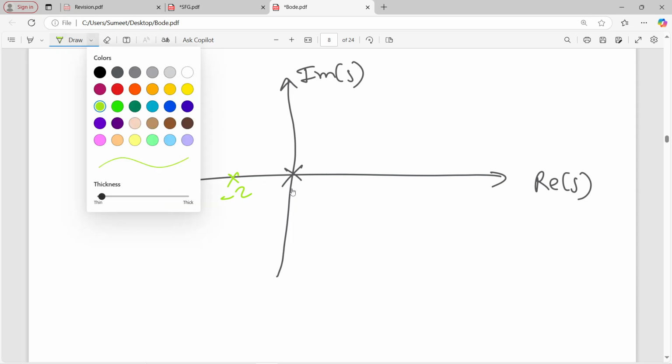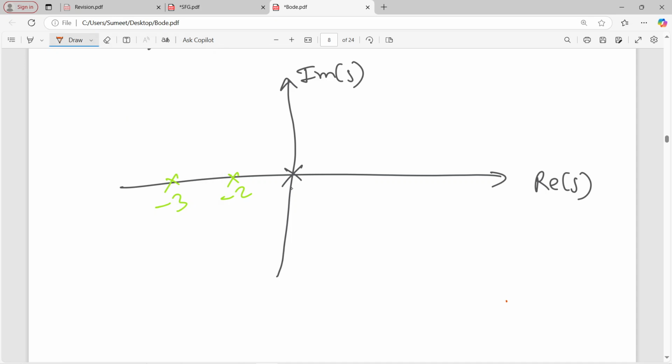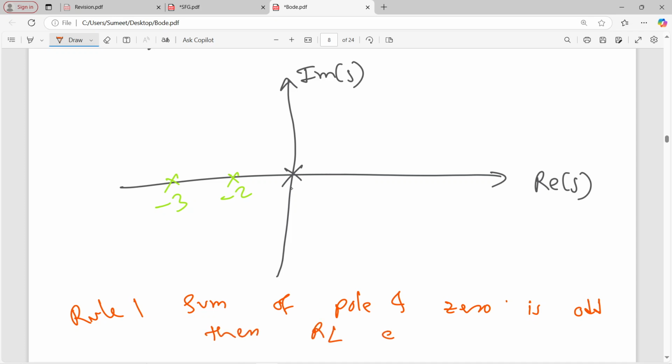Now the first construction rule, rule 1: if the sum of poles and zeros is odd, then root locus exists on the real axis. This is your real axis, the X axis is your real axis. So as you can see here, the sum of poles and zeros is only 1, which is an odd number, so here is your root locus.